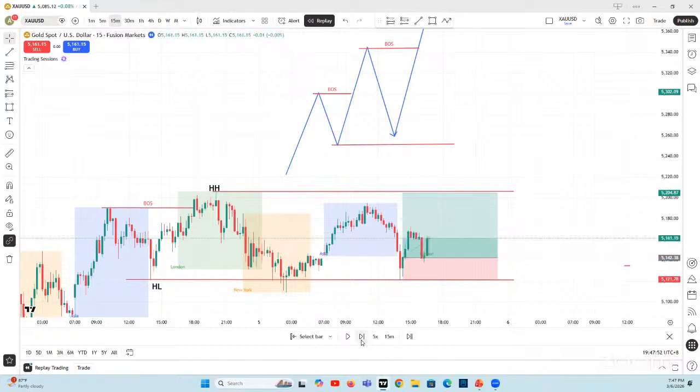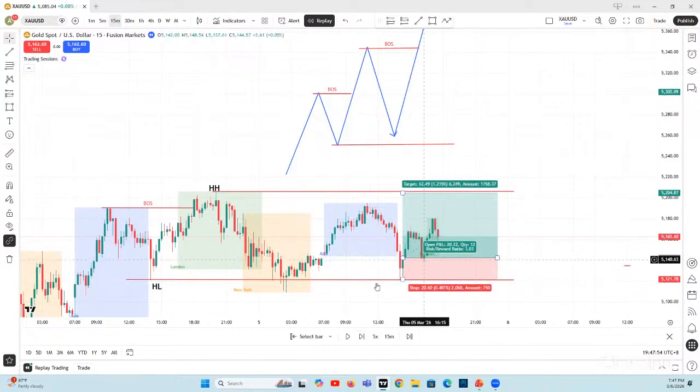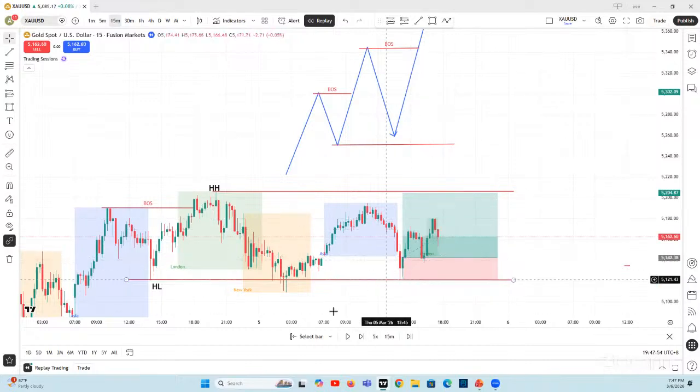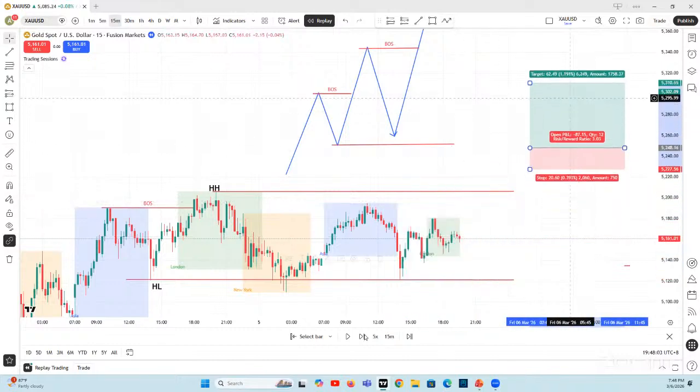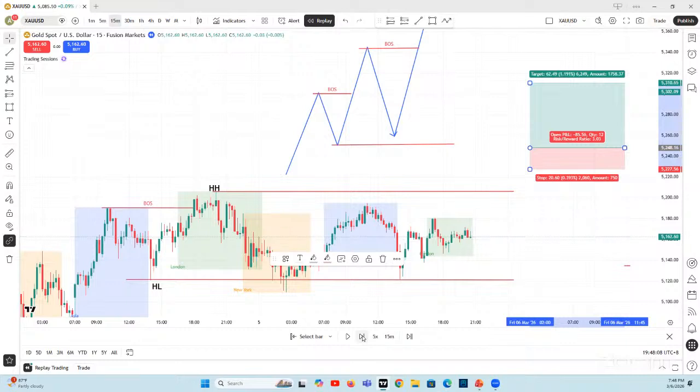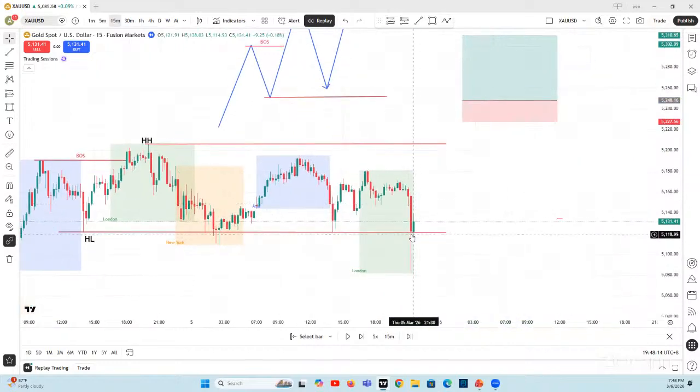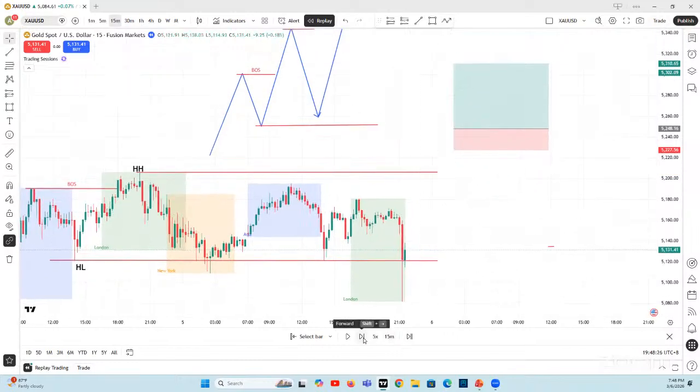You see, you see, London now. London. You see this one? It's respecting this higher low. It's not a body candle closing there, just wicking this, but closing inside that again. Okay, moving on.